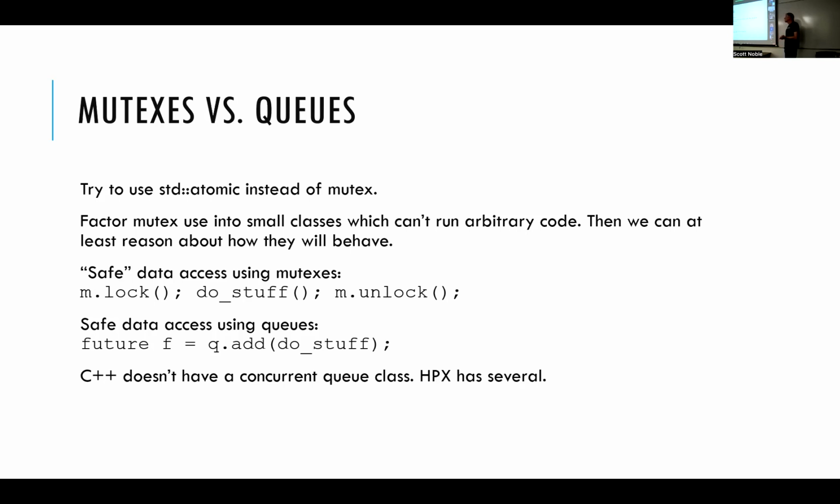Right, but so basically we're avoiding abstraction. Yeah, you could put it that way. You want to avoid certain abstractions if you're going to use mutexes in a so-called safe way. Yep.